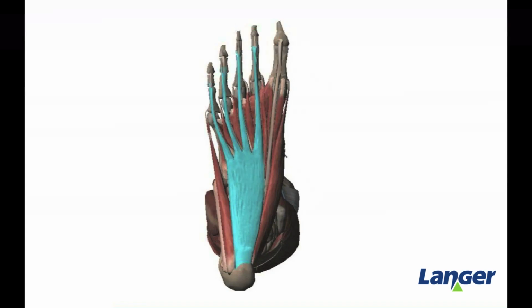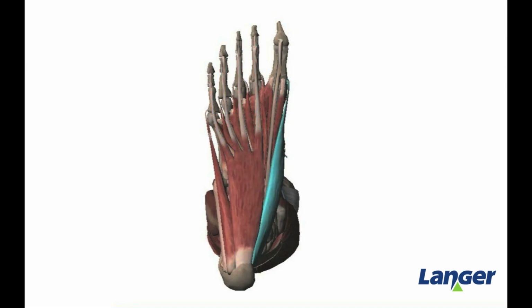This split enables the flexor digitorum longus tendon to pass through and insert onto the middle of the four lateral phalanx. The function of the flexor digitorum brevis is to flex the four lateral digits at the proximal interphalangeal joint.